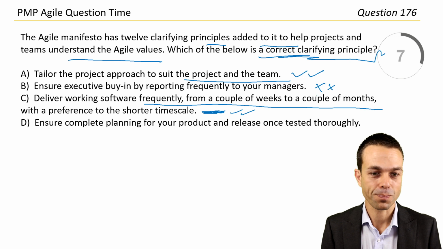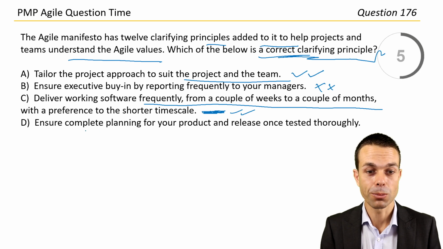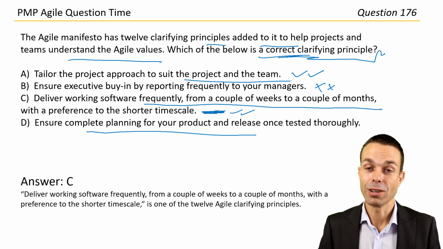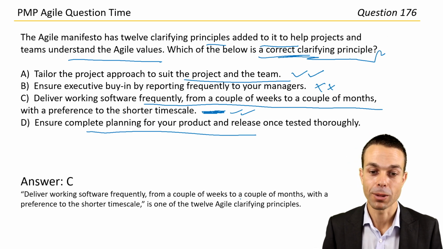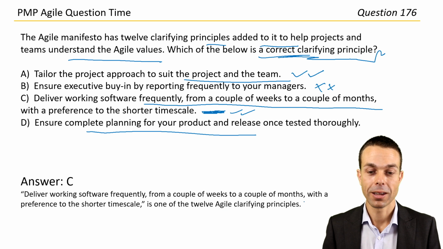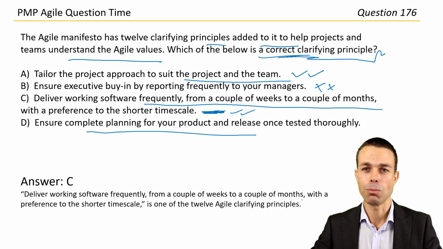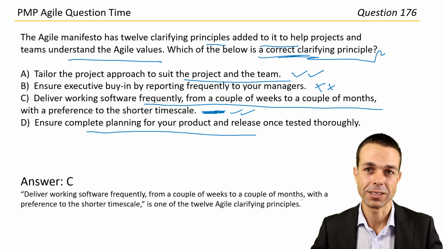This is definitely it. Last one, ensuring complete planning. That's more of a waterfall approach. So let's go with answer C. Deliver working software frequently, from a couple of weeks to a couple of months. And that's one of our Agile clarifying principles. A great way to add more meat and more information to an Agile approach.